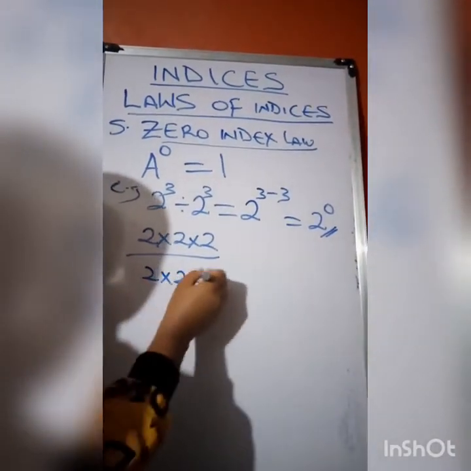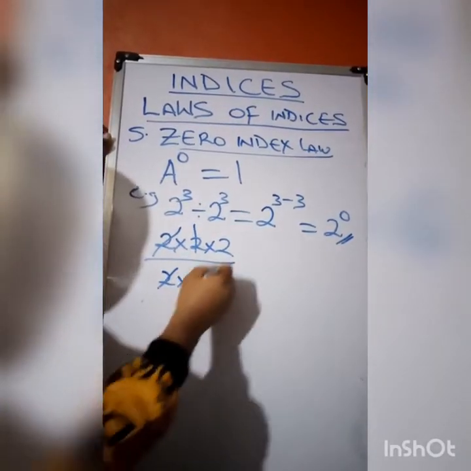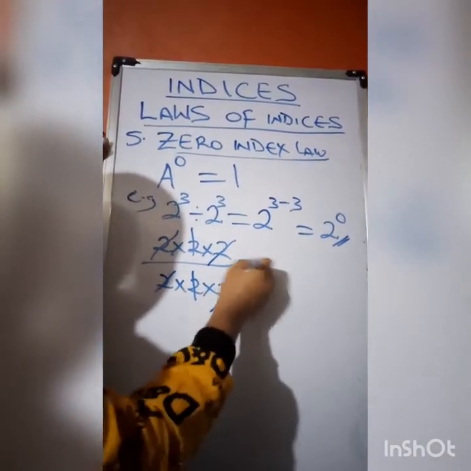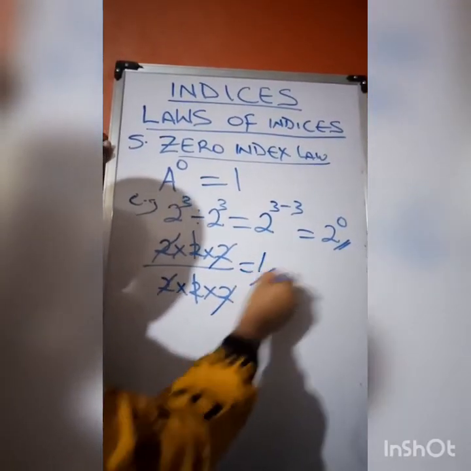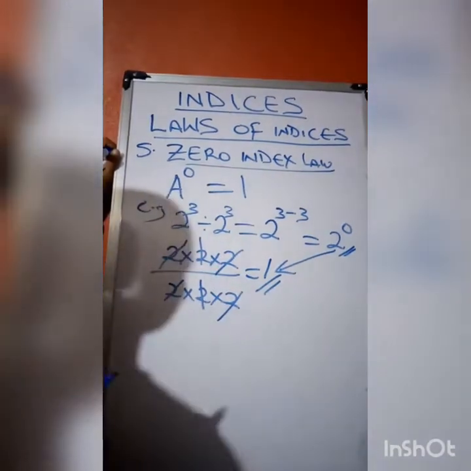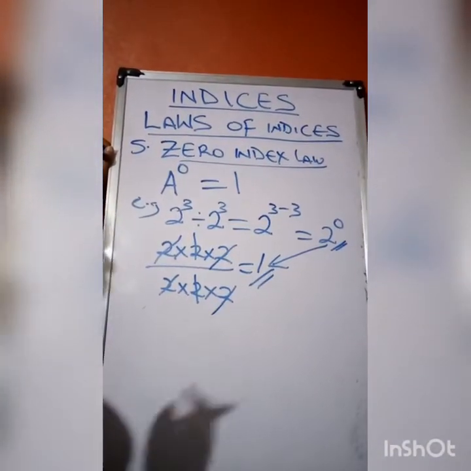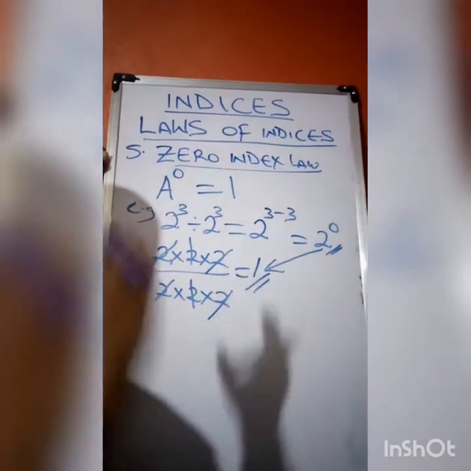2 times 2 times 2. This, we cancel this, this we cancel this, and this we cancel this. I am left with what? 1. So I've proved that 2 raised to the power 0 is 1, which is our zero index law. So any number given to you that's raised to a 0 index, it must give you 1.